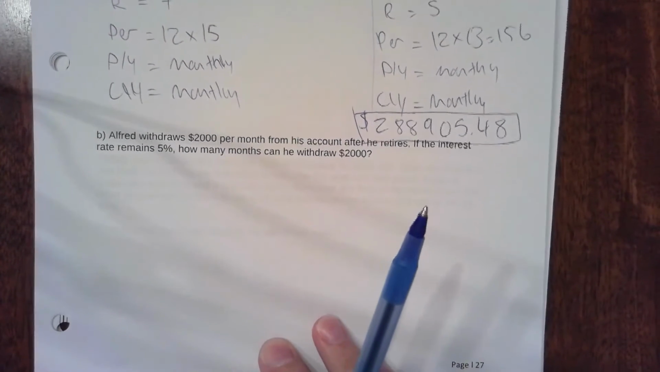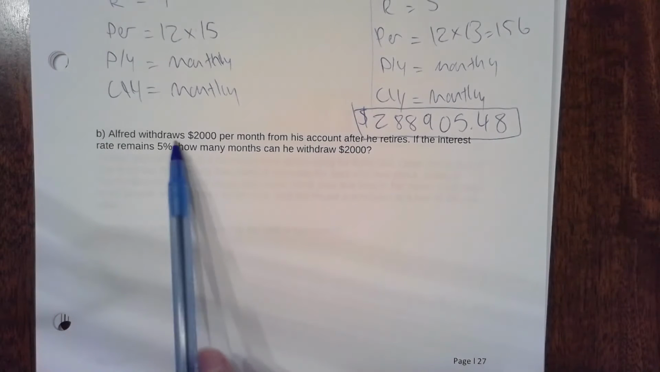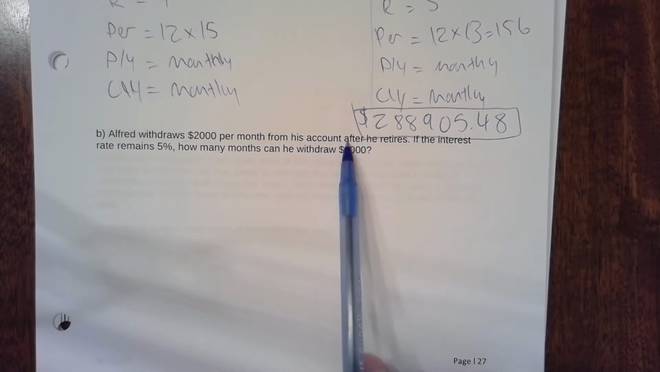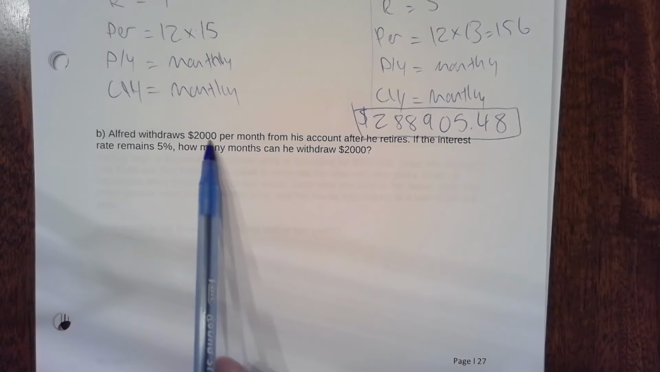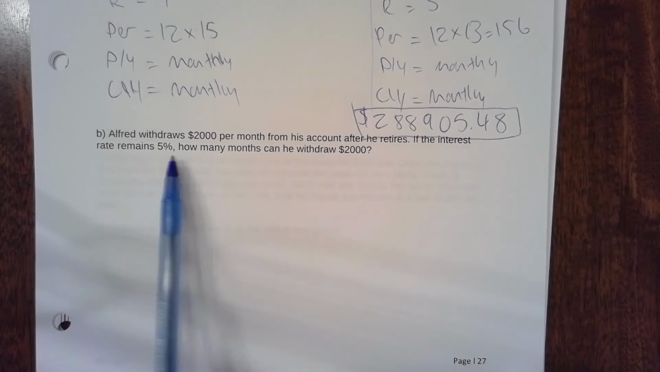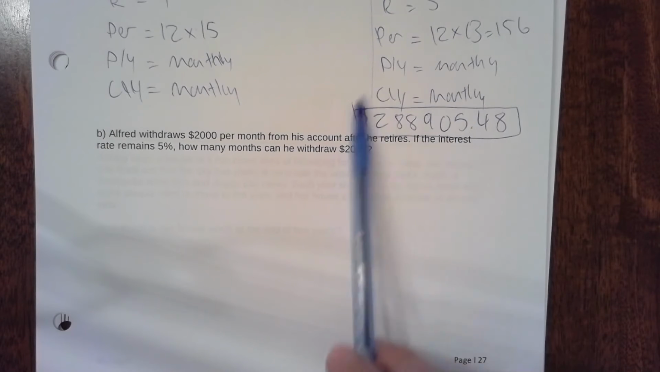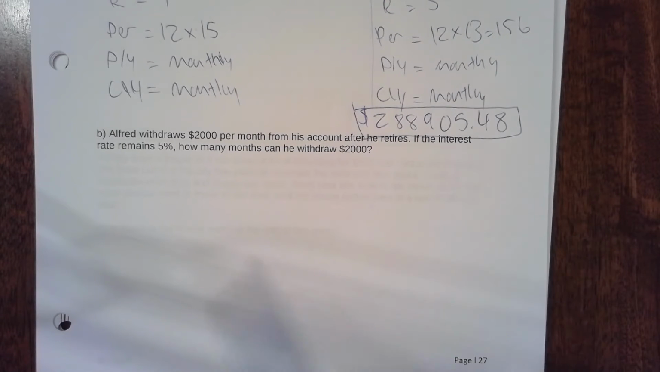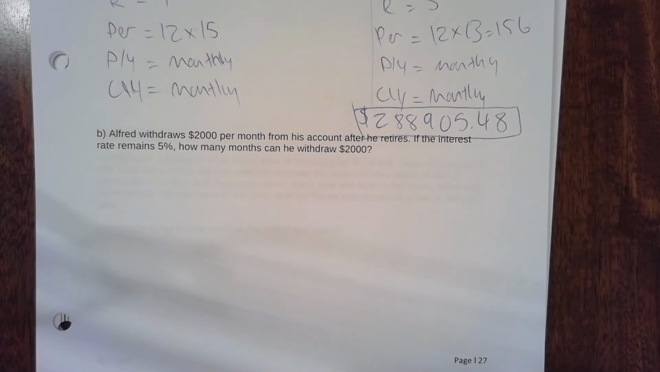Now, this is a really good exercise with our negatives. We'd be really careful with them. Alfred withdraws $2,000 per month from his account after he retires, because that's how much it's going to cost him to keep up his house and go golfing every day, that kind of stuff. If this interest rate remains 5%, how many months can he withdraw $2,000? So he's going to keep this in the account, but instead of adding $350 every month, he's now going to withdraw $2,000. So whatever's still in there, though, he's still earning interest because you may as well, right? But now we're going to be taking money out.